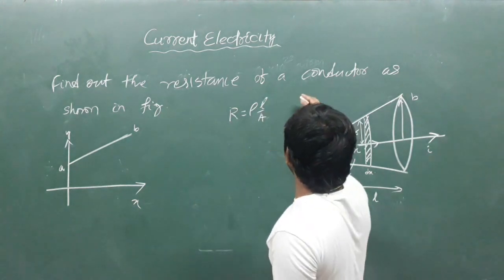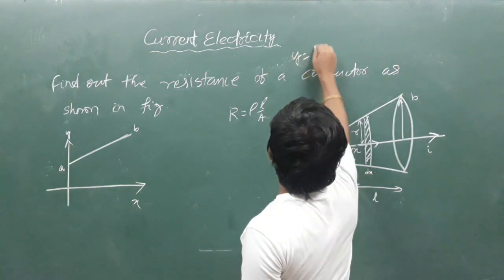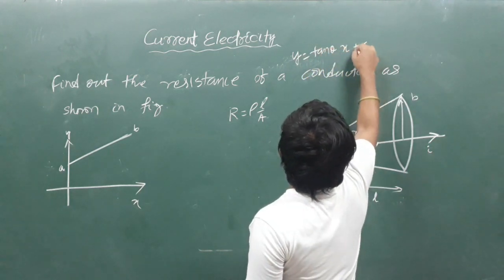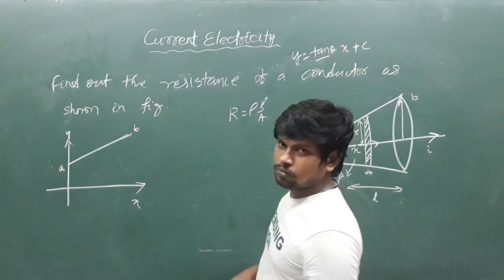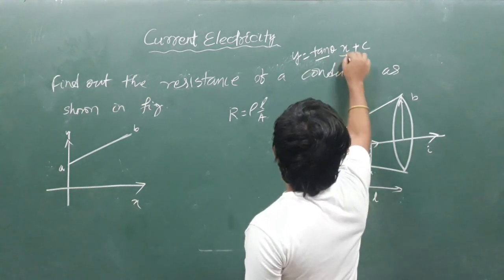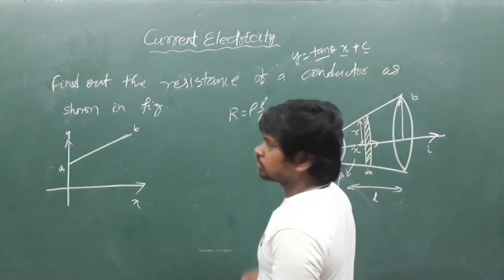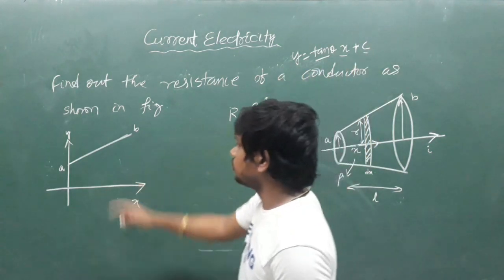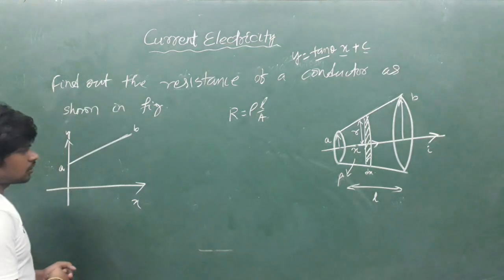Y equals tan theta into x plus c. I am writing the equation of a straight line: y equals tan theta into x plus c. Tan theta will be the slope, and c means the constant, the y intercept. What is the y intercept? Look here, how will we write it here?